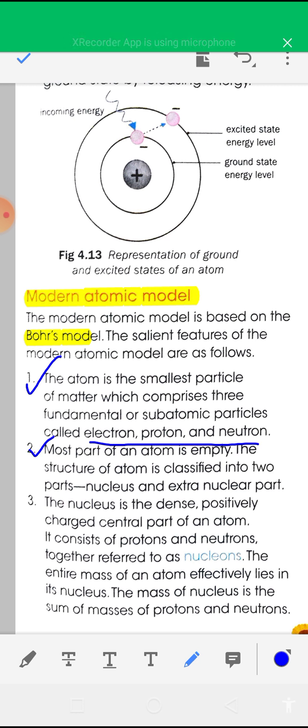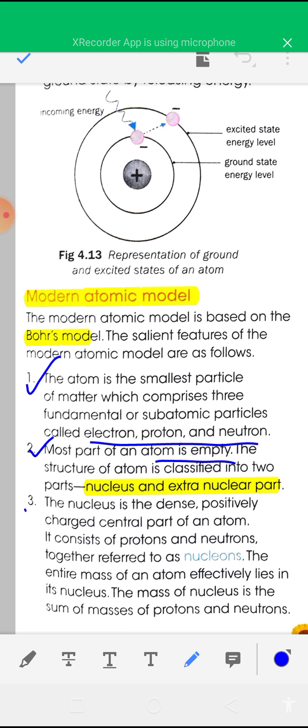And most of the part of an atom is empty. Rutherford also told this point. Most of the part of an atom is empty. Okay, and the structure of an atom is classified in two parts. One is known as the nucleus, another is the extranuclear part, which is also called shells, different shells.